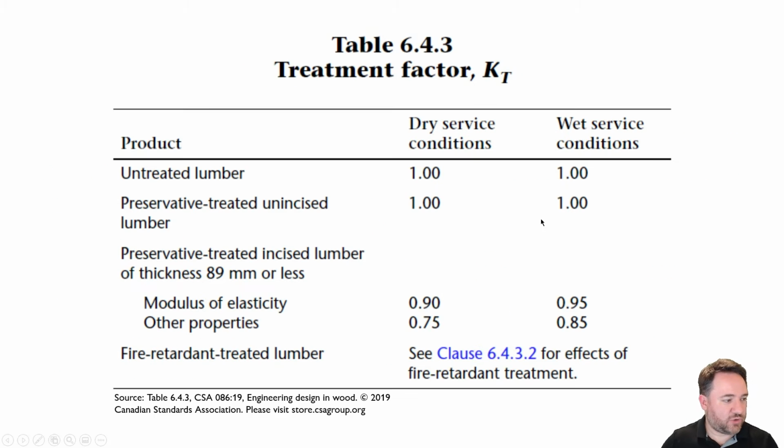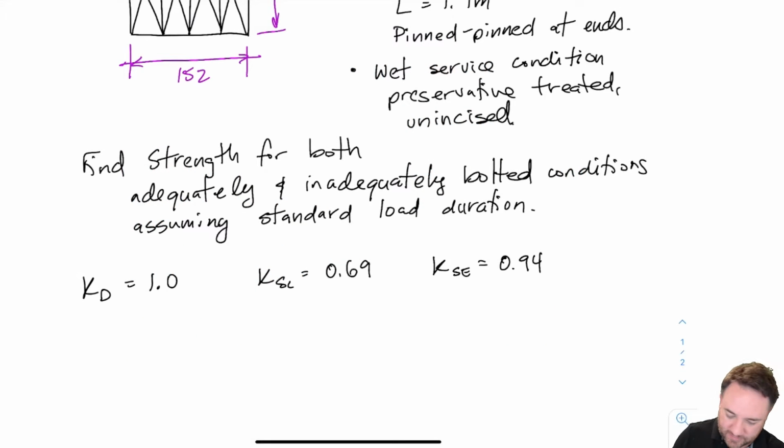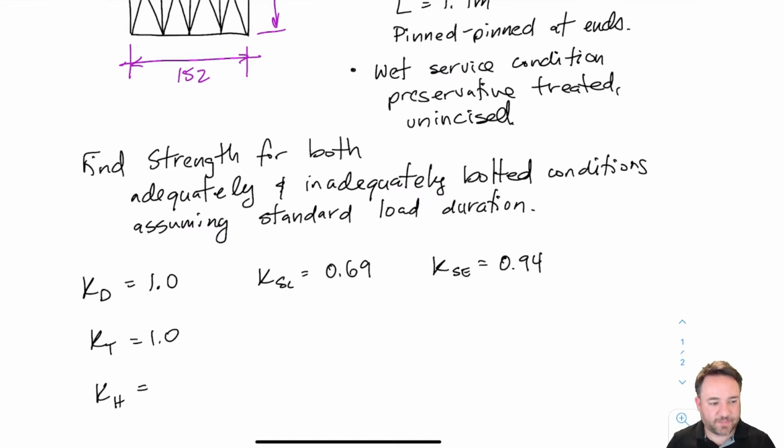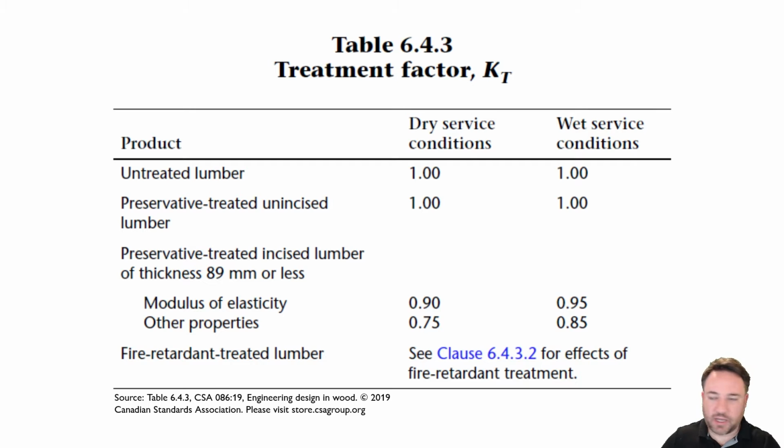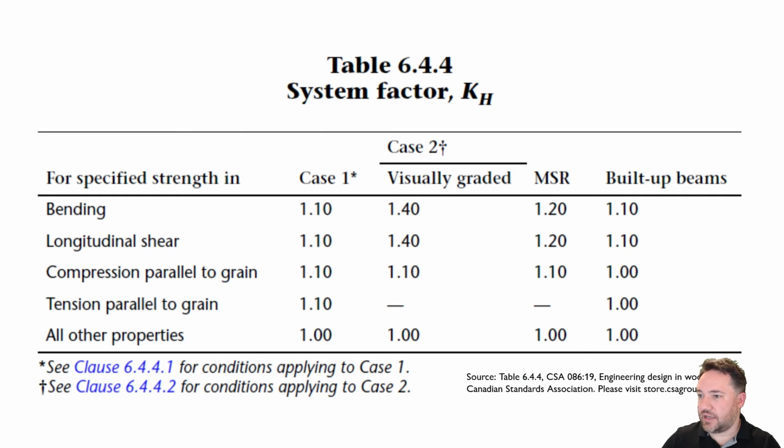Which, if we go back to this table, we're talking about preservative treated unincised lumber. So for wet service conditions, that's 1.0. KT equals 1.0. And then our last one, KH, this is our system effect factor. And so you'll recall that for system effect, what is required for case 1 is that we basically have 3 or more members supporting the same load.